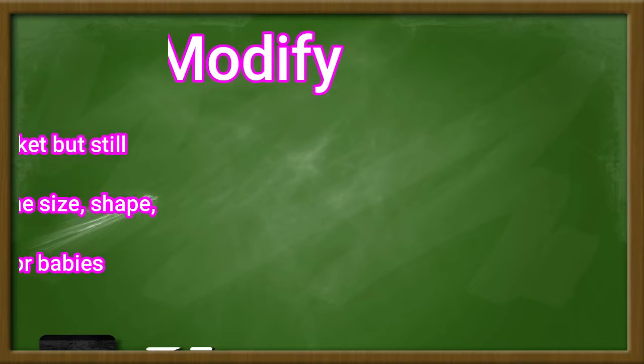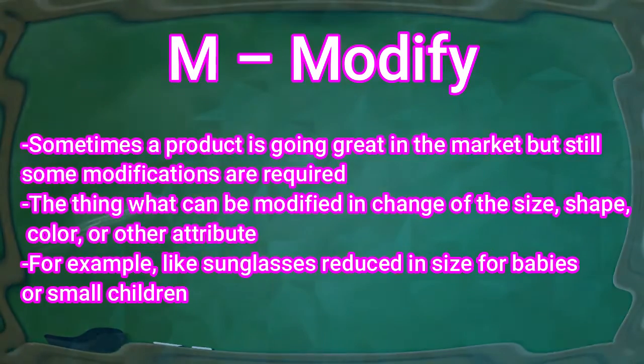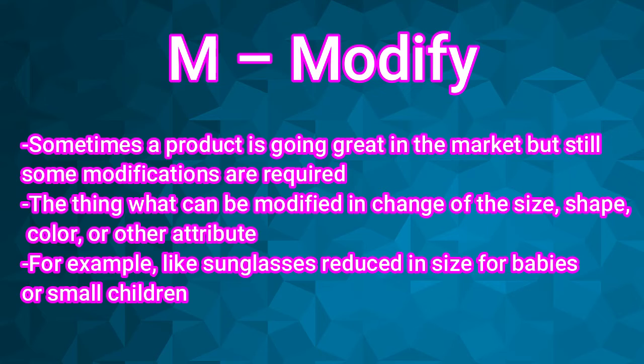M stands for modify, magnify, maximize and minimize. Sometimes a product will be great in the existing market, but still some modifications are required to stick in the production line. This can be due to the customer's feedback about the product or coming up with another new idea. Here are some things that we can modify in the product: the size, shape, color or other attributes. For example, sunglasses reduced in size for babies or small children.